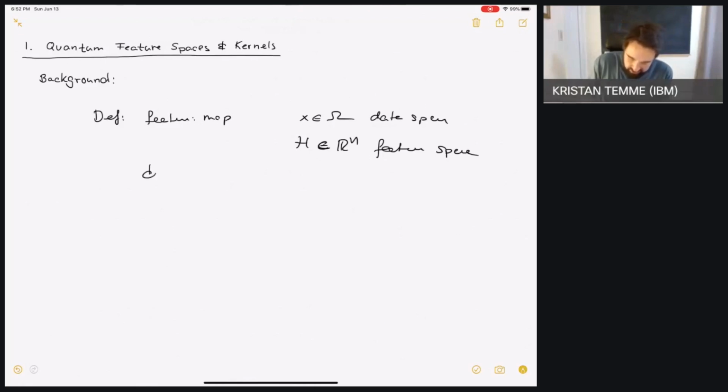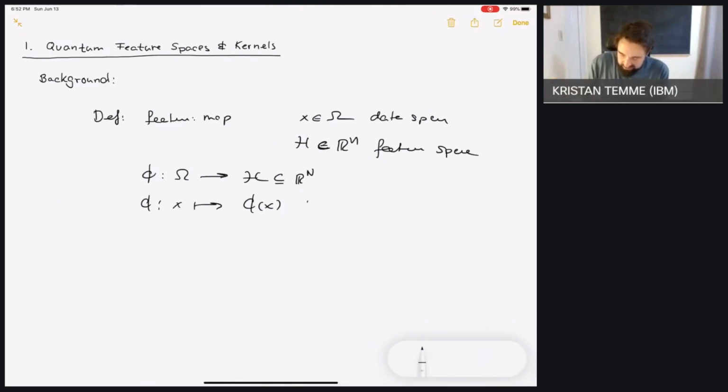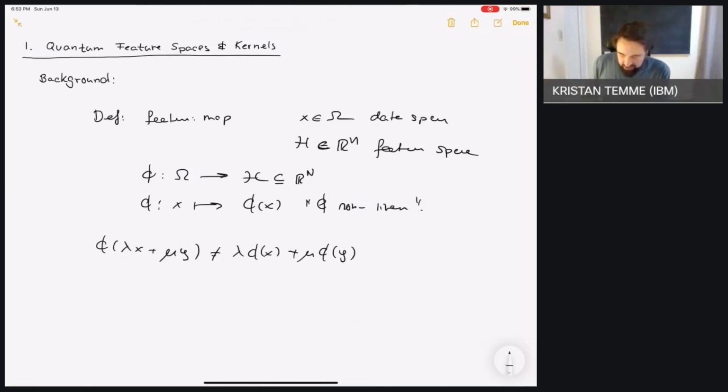And so the map that you're looking for, let's call it the feature map, takes you from the data space into the feature space, and it takes an individual datum to a point in that feature space, which is a larger vector space. Typically, those spaces are higher dimensional. And what we would ask is that this map is nonlinear. By that we mean that f(λx + μy) is not the same as λf(x) + μf(y), in general. You can have linear ones, but that doesn't make a lot of sense, and you don't actually get to profit from them.